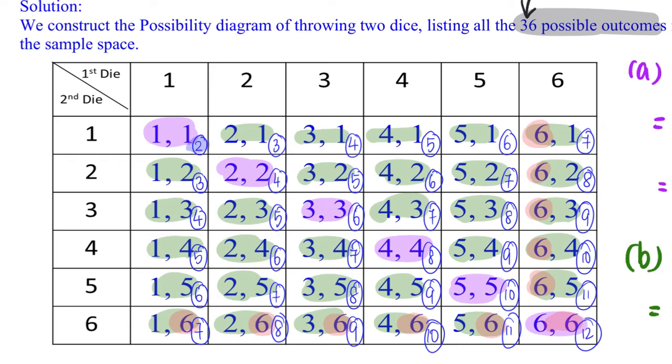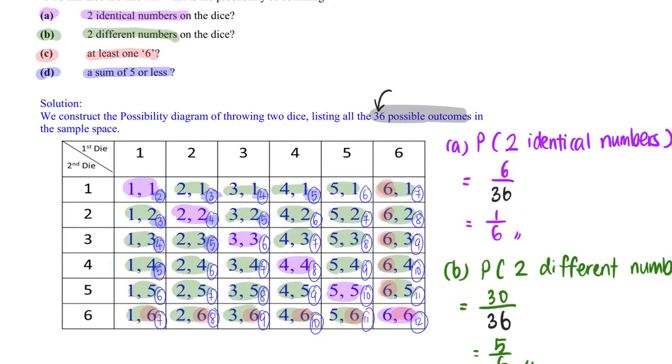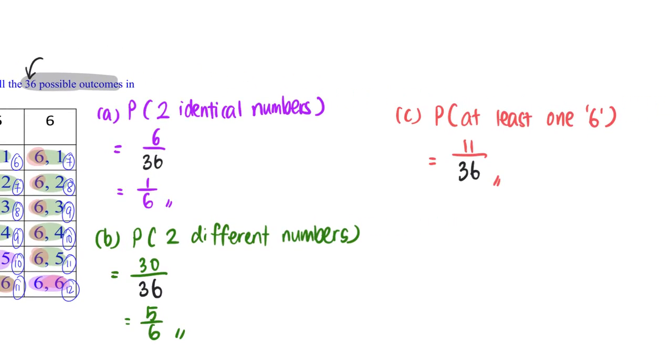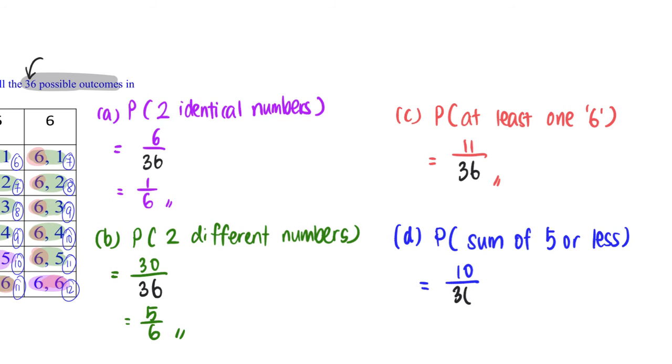I will have to choose this 1, 2, 3, 4, 5, 6, 7, 8, 9, 10. So there are 10 possible outcomes out of which we will be able to get a sum of 5 or less. So it's 10 out of 36. Final answer, 5 over 18.